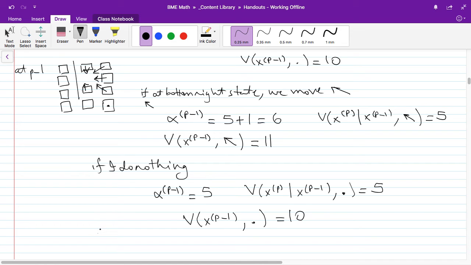You're too far away from Cleveland. Give up. All right, that's going to be the same here. So, at P minus 1, you will only move if you're one step away. Otherwise, you stay where you are.